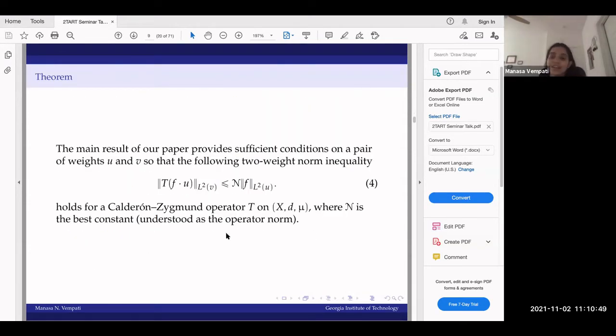The main result that we proved is inspired by the result for the Hilbert transform. However, we could only provide sufficient conditions on the pair of weights u and v so that the two-weight inequality for a general Calderon-Zygmund operator holds. Here, N again is the best constant so that this inequality holds. And since we were working in the generality of spaces of homogeneous type, sufficient conditions were the best that we could come up with.